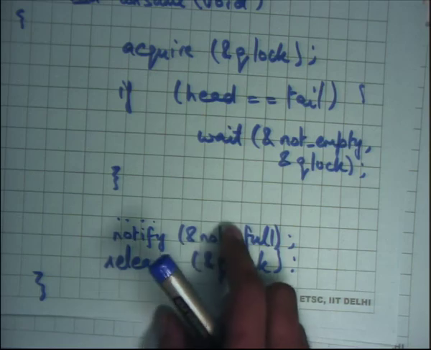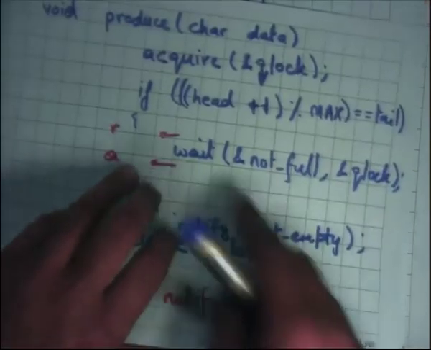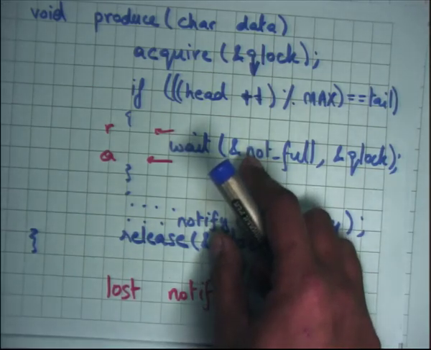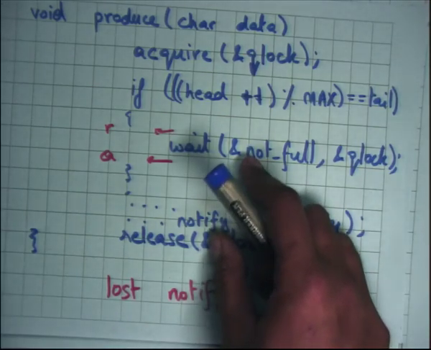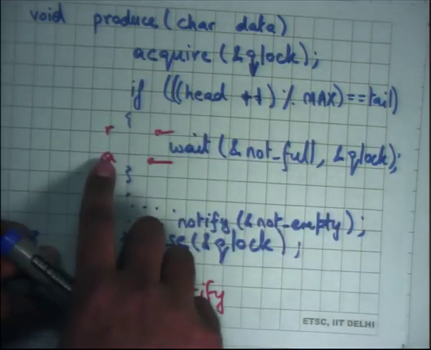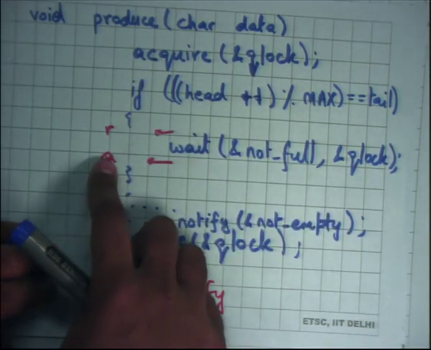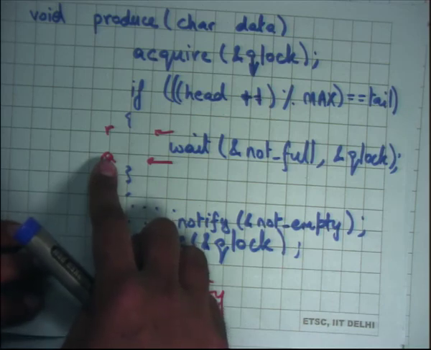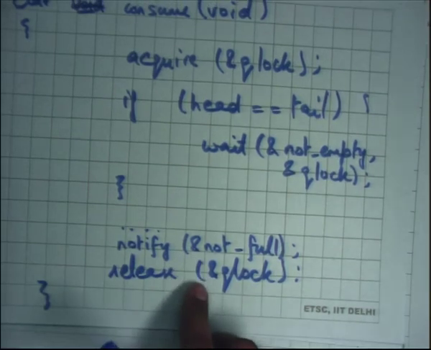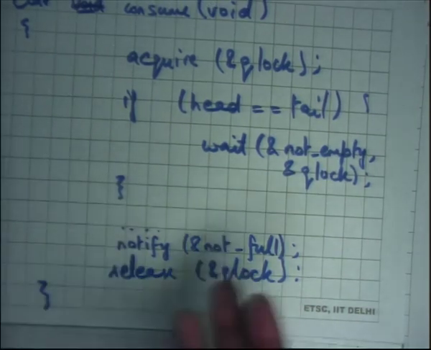When it signals not full, it looks at all the threads that are waiting on not full. In this case, there is only one thread waiting on not full, and it's going to wake it up. The thread is going to get woken up, and the first thing it's going to do is try to acquire the lock. Is it going to get the lock immediately? No, because in this code here, the consumer hasn't released the lock yet.